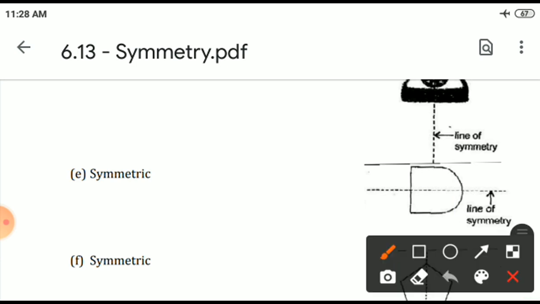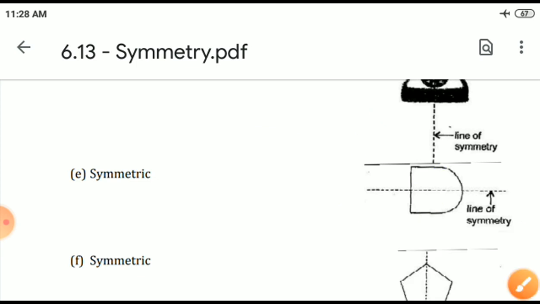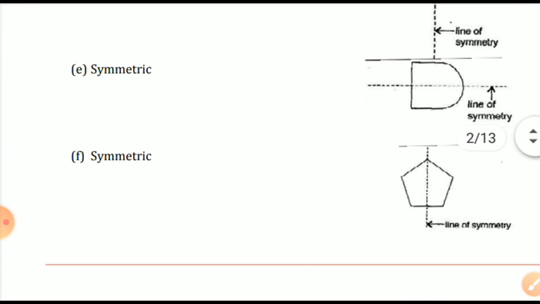But if I do the horizontal, I will get the exact part, whatever I have in the up part, the down part is also there. Is it or not? Yes, my dear student, you clearly got the idea of the horizontal line of symmetry and vertical line of symmetry. There are two possibilities, either a horizontal line of symmetry or a vertical line of symmetry. Is it better? Yes.